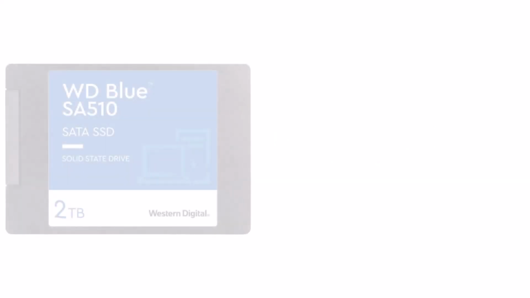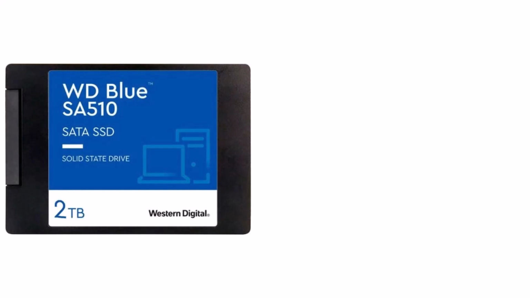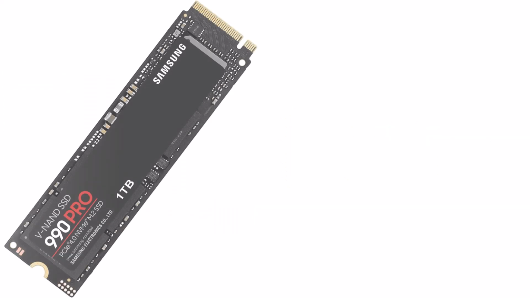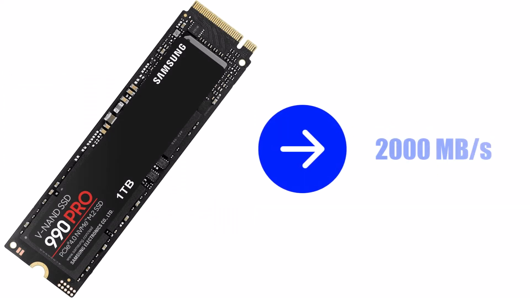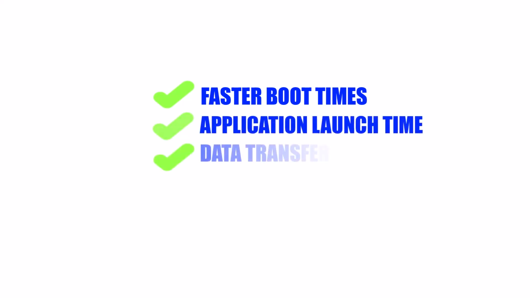One of the most significant differences between NVMe and SATA SSD lies in their speed. SATA SSDs typically have read and write speeds in the range of 500 to 600 MB per second, while NVMe SSDs can achieve speeds of 2000 MB per second or more. This speed advantage translates into significantly faster boot times, application launch times, and data transfers.